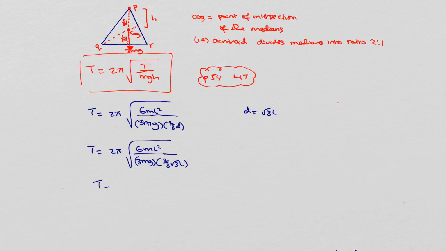And now all I need to do is tidy that up, and that gives me 2 pi times the square root of root 3 L over g. And we were getting 5 marks for setting up our period of small oscillations and 5 marks for simplifying.